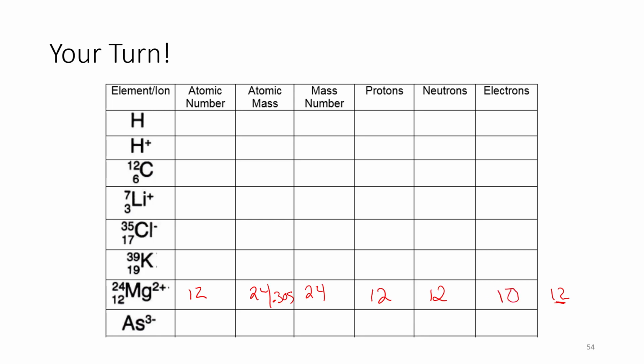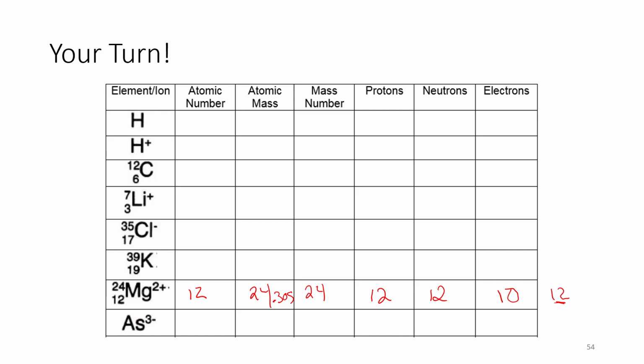Now if you become more negative, like you see As3 minus down here, that means you're gaining electrons. If you become more positive, you're losing electrons. More negative, you're gaining electrons. Why are we only messing with the electrons? Why not the protons? Because if we change the number of protons, we're changing the element from the periodic table that we're talking about.